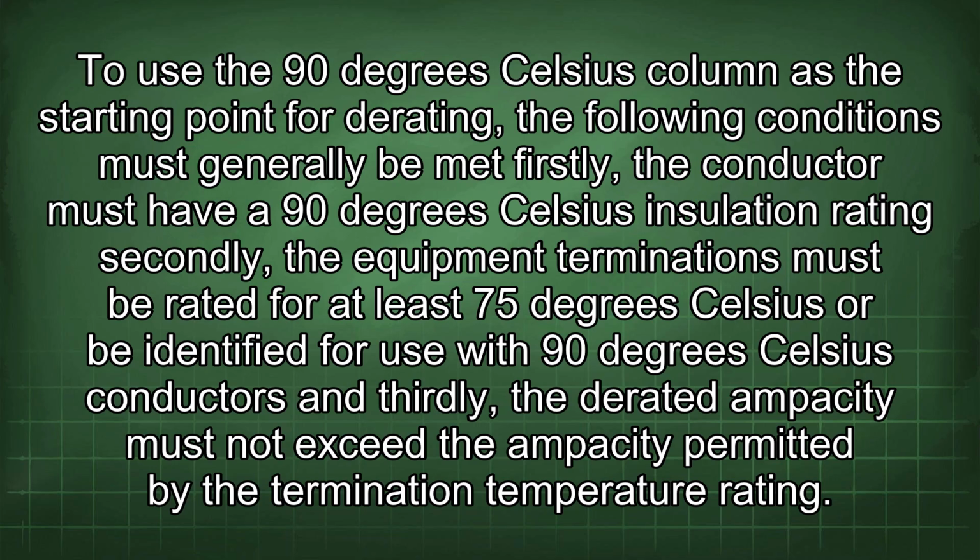To use the 90 degrees Celsius column as the starting point for derating, the following conditions must generally be met. Firstly, the conductor must have a 90 degrees Celsius insulation rating. Secondly, the equipment terminations must be rated for at least 75 degrees Celsius or be identified for use with 90 degrees Celsius conductors. And thirdly, the derated ampacity must not exceed the ampacity permitted by the termination temperature rating.